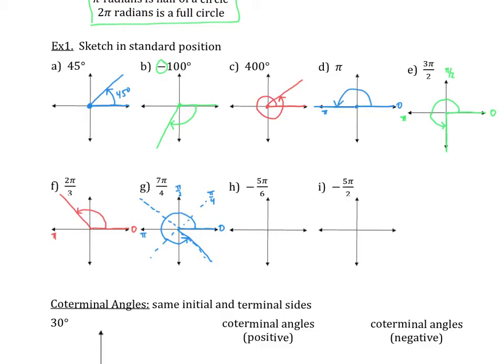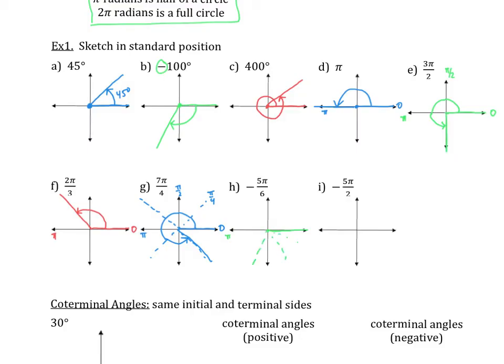Okay, H, negative 5 pi over 6. Always start from the initial side. Negative means I'm going to head kind of downwards. Let's see, I want to go 5 pi over 6s. Let me think. I know that this is going to be pi over here, and if I go backwards, that's going to be negative pi. So I kind of want to guesstimate about how far I'm going to go. So I'm going to try to divide this area into 6.